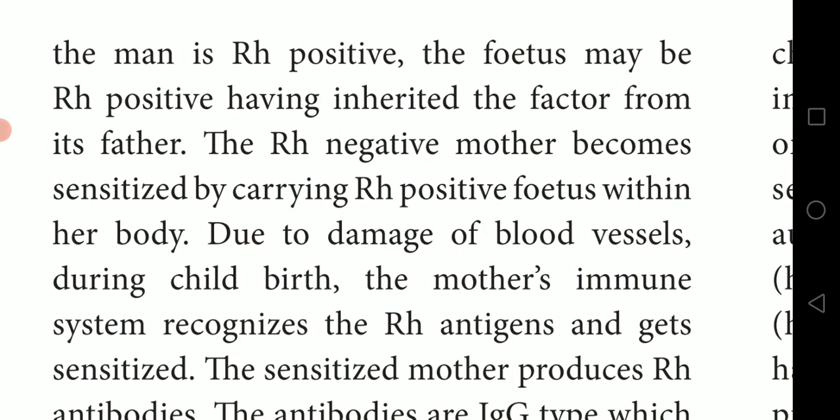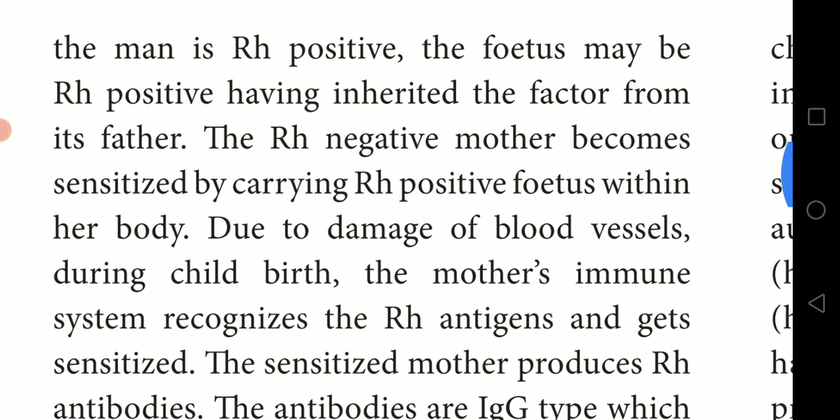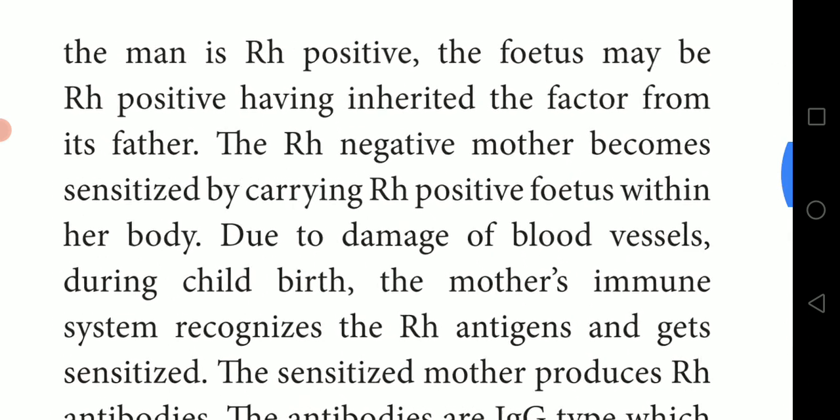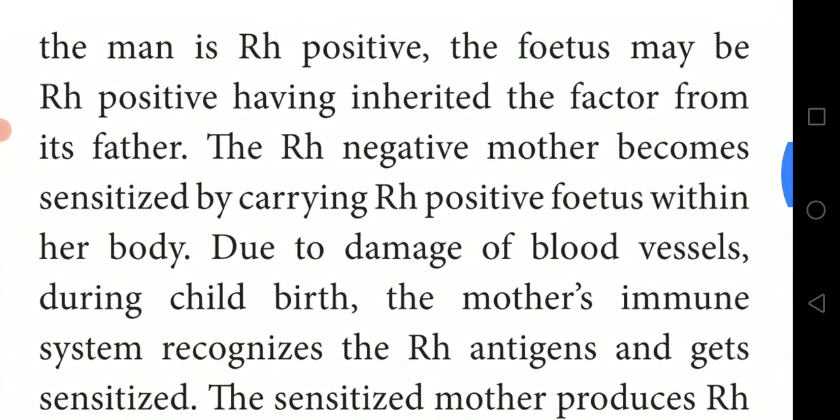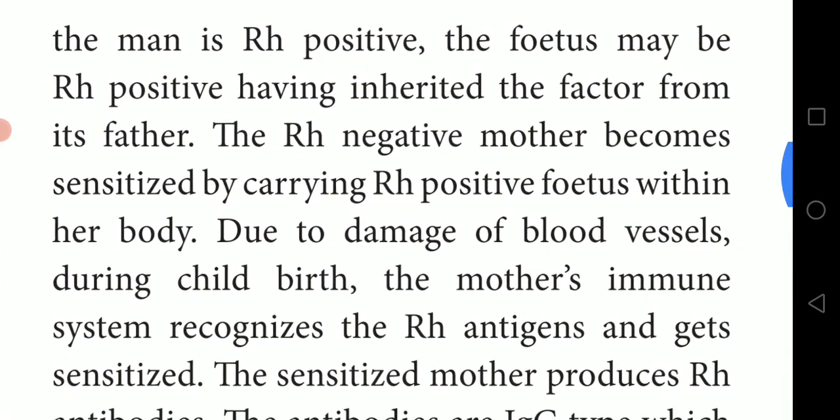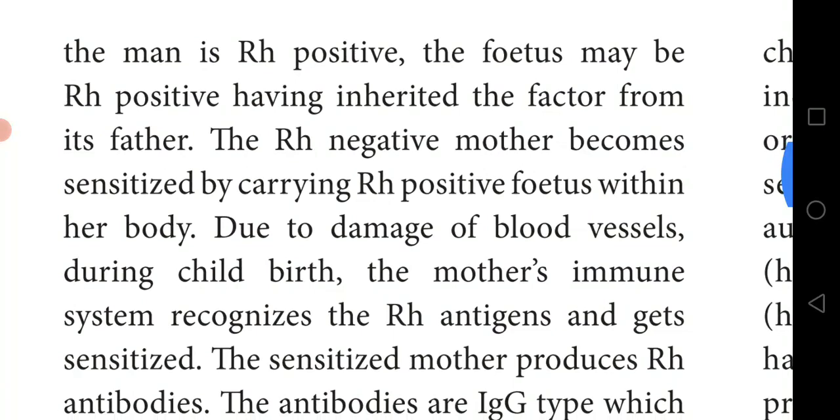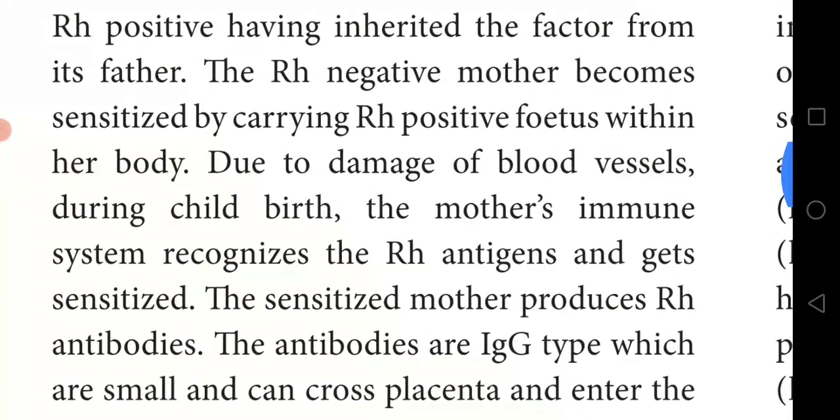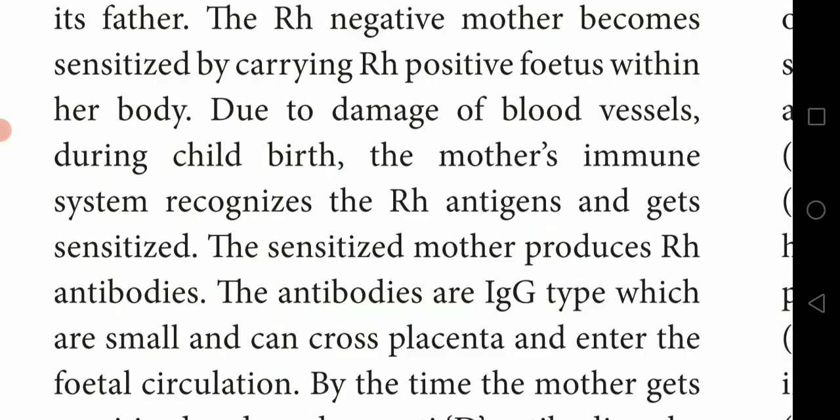Once the mother is negative and the child is positive in the mother's uterus, what happens? The mother becomes sensitized. Sensitized means become uneasy, the mother's blood becomes uneasy, by carrying an Rh positive child within the body. What happens next? Due to damage of blood vessels during childbirth. When do the blood vessels get damaged? During childbirth, during delivery time.